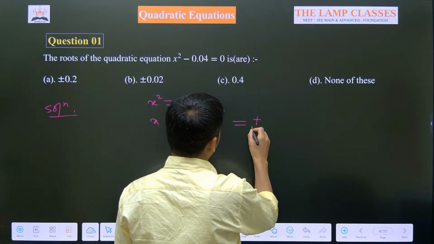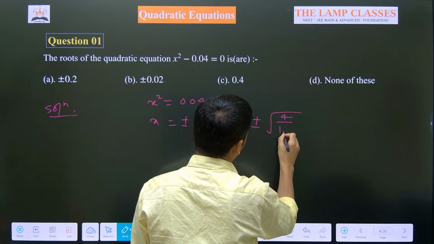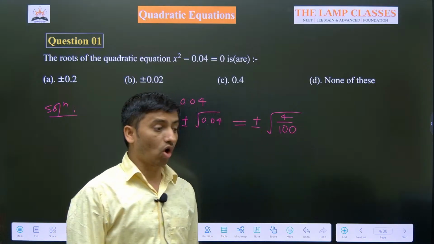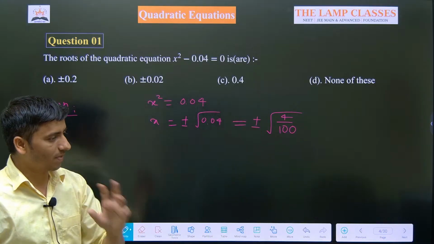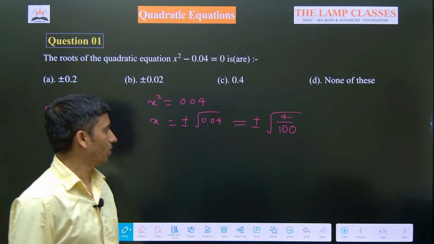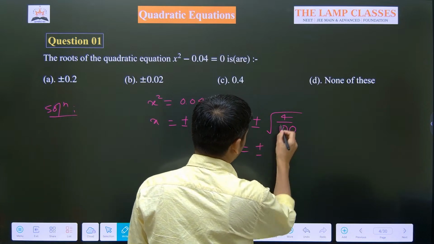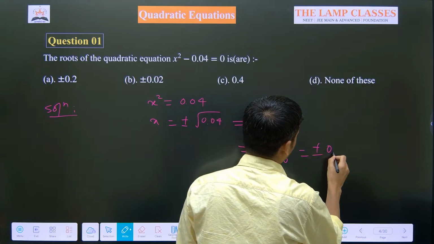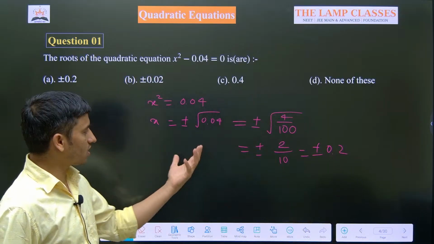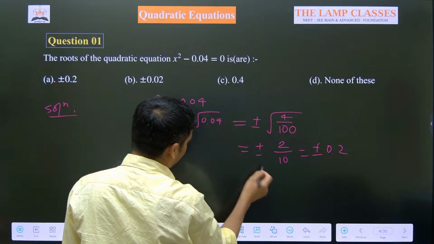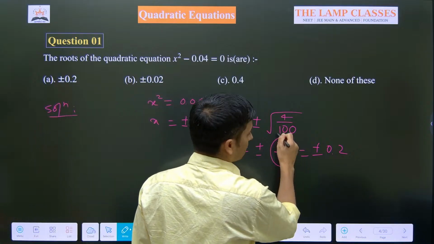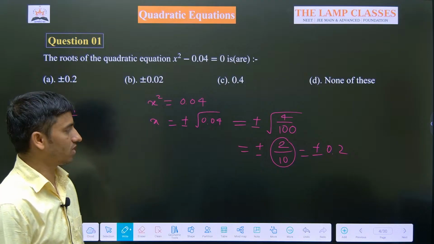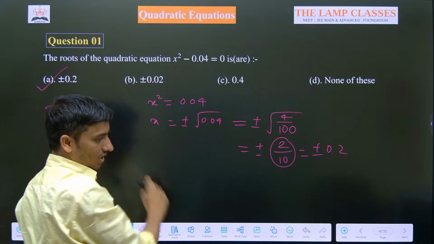So this becomes plus minus, which is basically 4/100. Don't be in a hurry, they made this question precisely so that you make a mistake. So that is basically plus minus, root of 4 is 2 and root of 100 is 10. That is plus minus 0.2. If you are able to find the square root of this number easily, it's fine. But if you have a little bit of confusion, try to convert into fraction and then solve. So it has to be option A. That's right. Very nice.